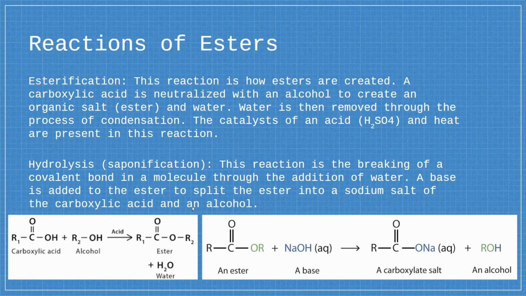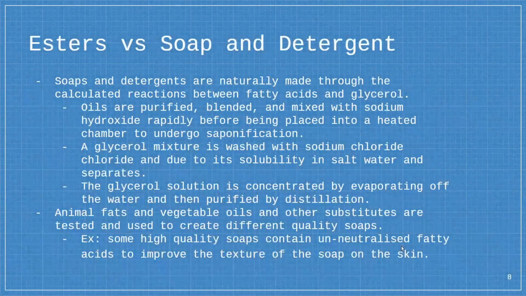And so what happens is when this triglyceride is broken down, we get a soap as one of our primary salt. And so yes, back to where we were. Oils are purified, blended, and mixed with sodium hydroxide rapidly before being placed in the heated chamber to undergo saponification. We said that. And so a glycerol mixture is then washed with sodium chloride, and due to its solubility in water, it separates. And so what happens then is the glycerol solution is concentrated by evaporating off the water, and then it's purified through distillation.